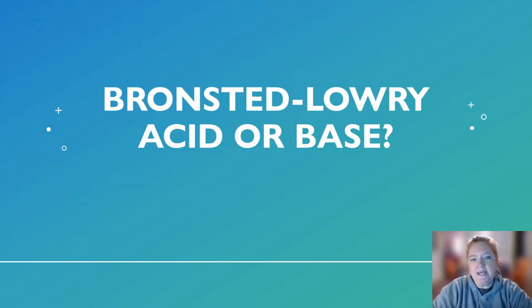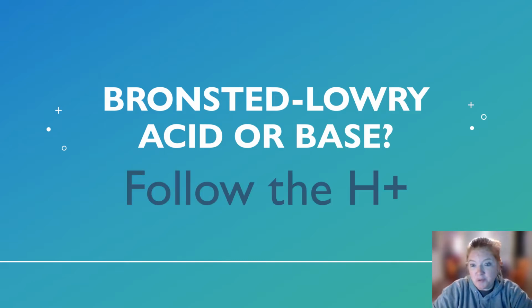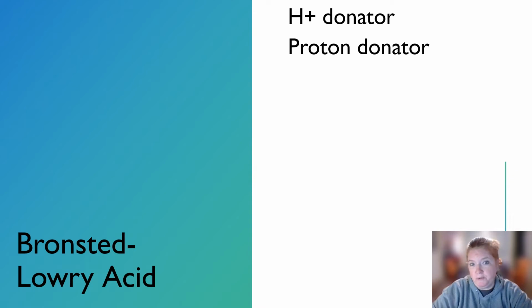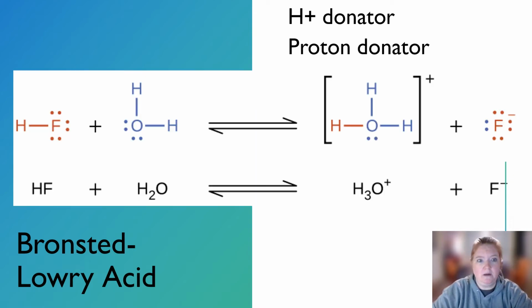So Bronsted-Lowry acid or base. How do you figure out which is which? Well, you follow the H plus. Okay, you follow the proton. Let's see what I mean. So a Bronsted-Lowry acid is an H plus donator or a proton donator. So what do I mean?